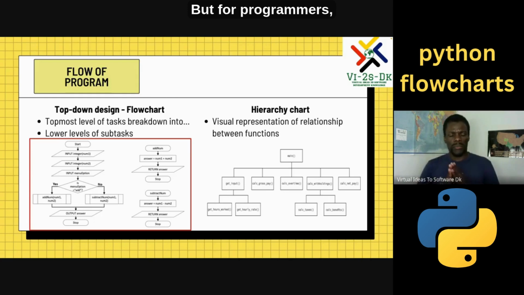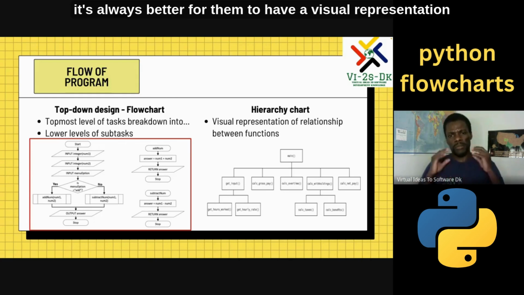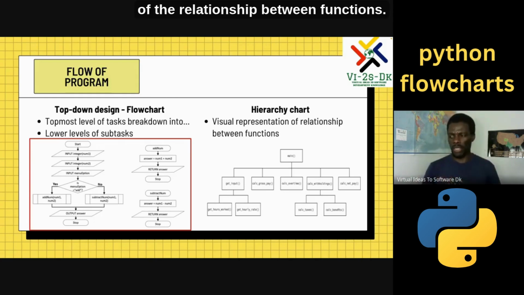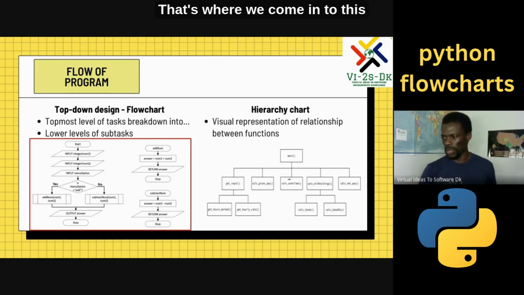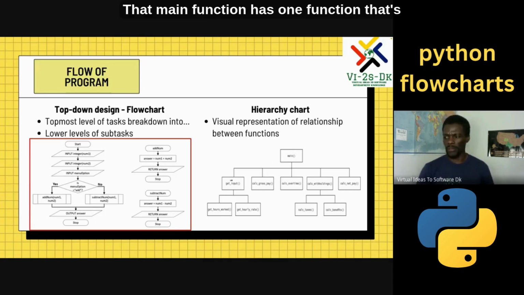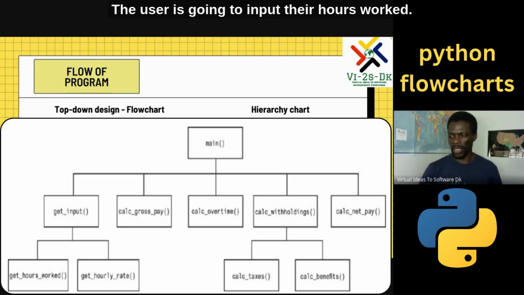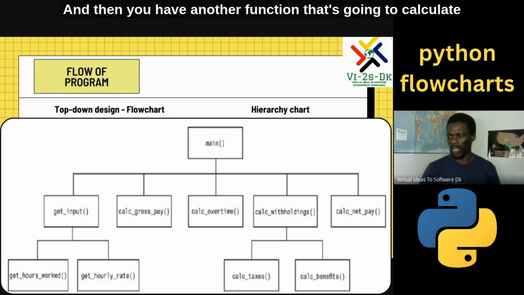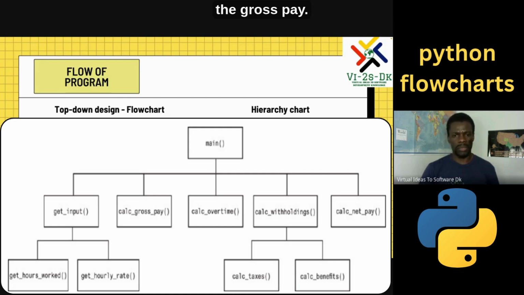But for programmers, it's always better to have a visual representation of the relationship between functions. That's where we come into this scenario where you have a main function. That main function has one function that's going to get the user's input. The user is going to input their hours worked, and it's also going to get their hourly rate. And then you have another function that's going to calculate the gross pay.